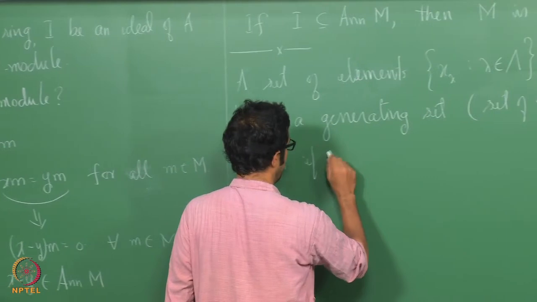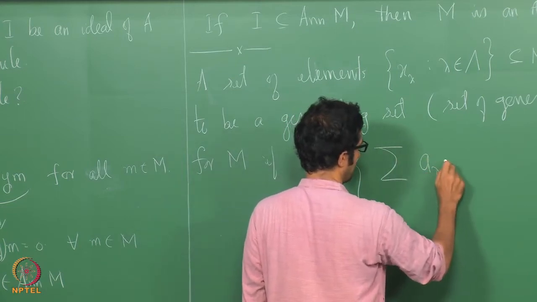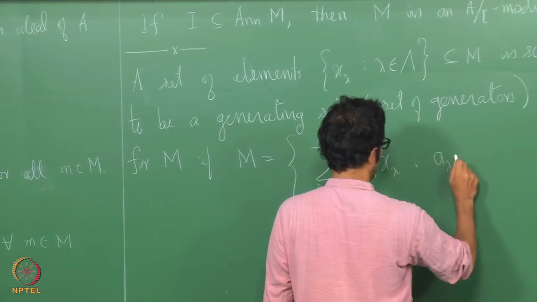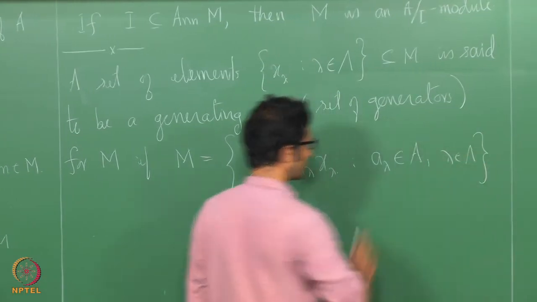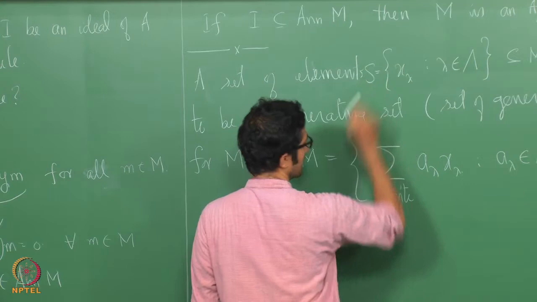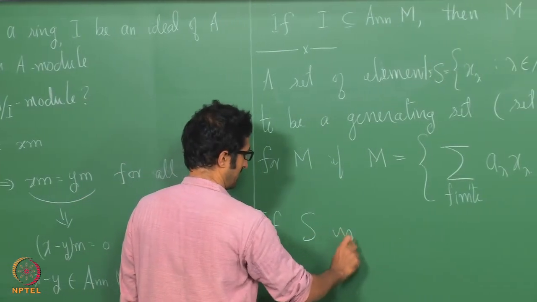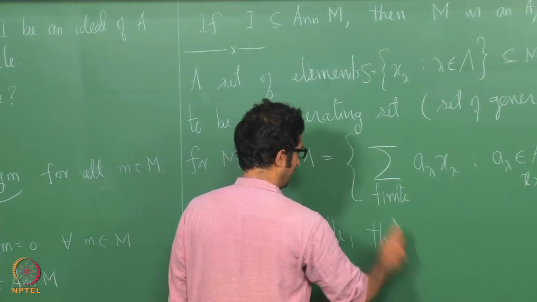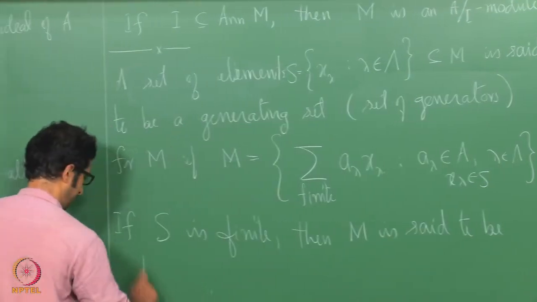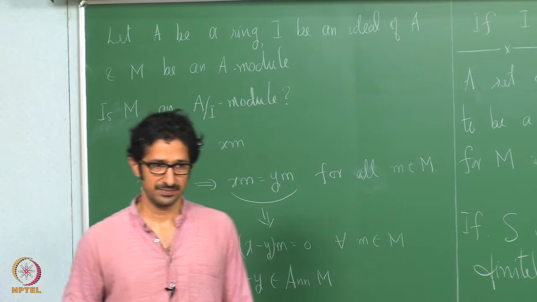Or in other words, if M is equal to the finite summation of a lambda x lambda, where a lambda belongs to A, and x lambda belongs to S, let me call this set S. And if S is finite, then M is said to be finitely generated.